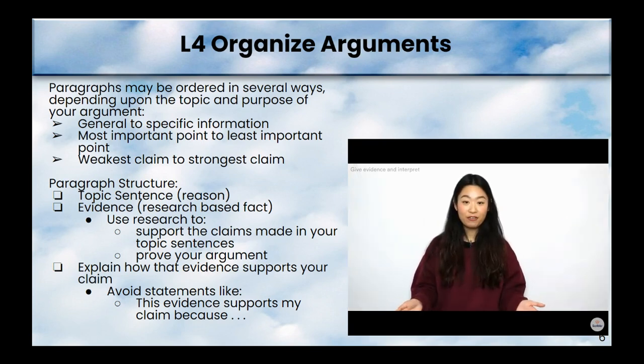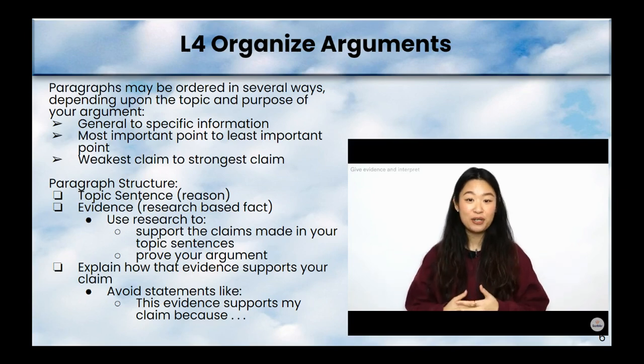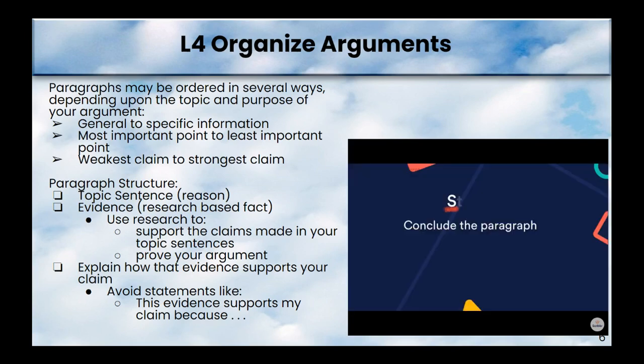In any given paragraph, you might give just one piece of evidence that you analyze in detail, or you might give several pieces of evidence and show how they fit together. Most importantly, everything in the paragraph must clearly relate to the idea you introduced in the topic sentence.